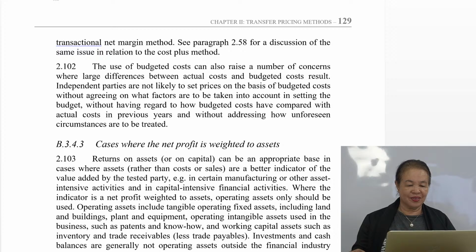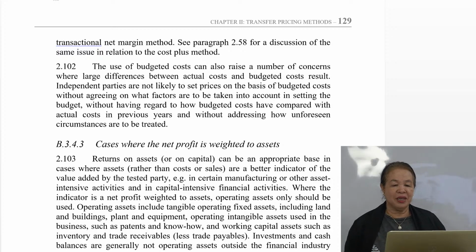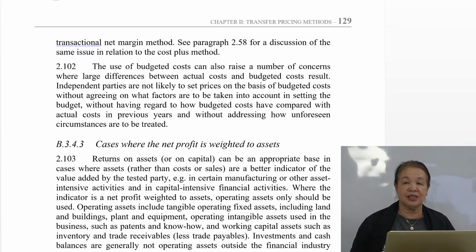Okay. Sige. Cases where the net profit is weighted to assets, no? Okay. Returns on assets or on capital can be an appropriate base in cases where assets rather than cost or sales are a better indicator of the value added by the tested party. So in certain manufacturing or other asset-intensive activities and in capital-intensive financial activities, where the indicator is a net profit weighted to assets, no? Net profit weighted to assets, operating assets only should be used.